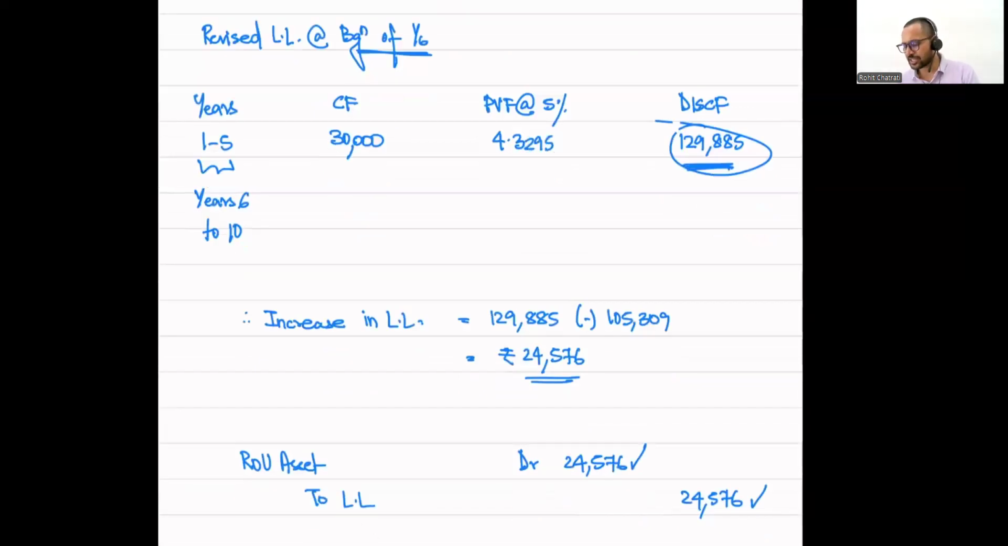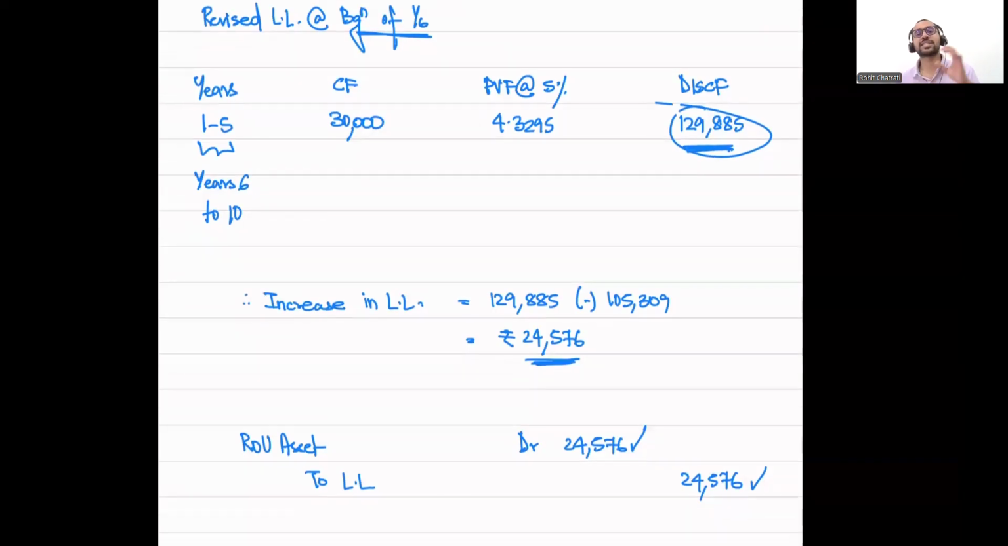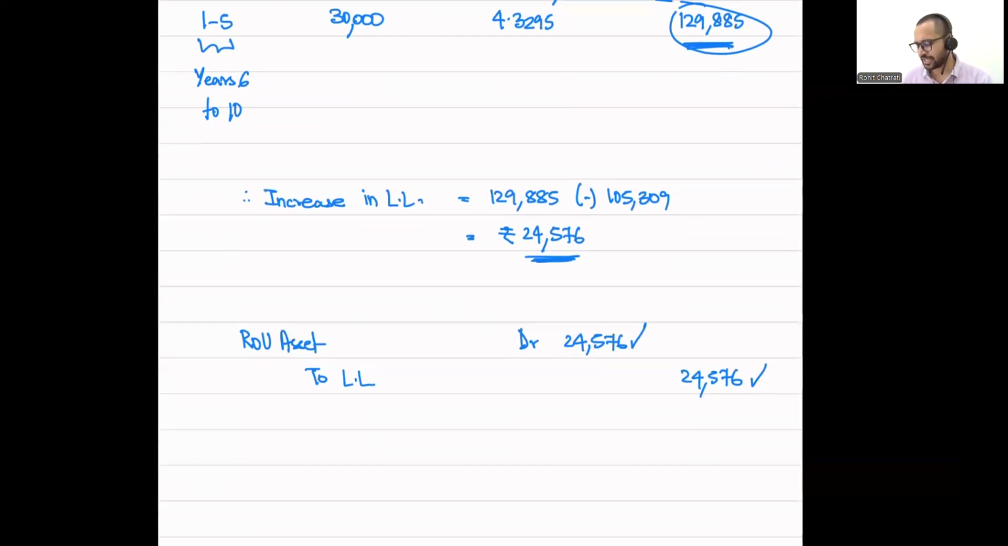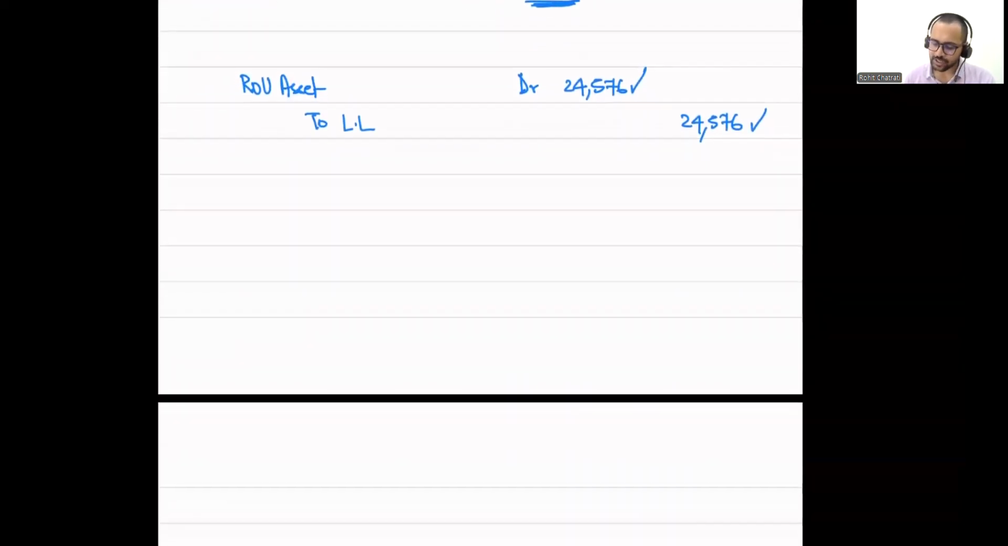I have an increase in lease liability of 24,000 over here. Correspondingly, I recognize right of use asset. This part is the same as what we saw in illustration 34 and 36. We calculate the revised lease liability and give a corresponding adjustment to the right of use asset. So we have ROU asset debit of 24,576 and lease liability credit of 24,576.